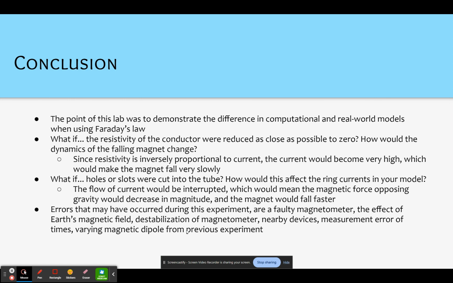The answer to the second what-if problem: the flow of current would be interrupted, which would mean the magnetic force opposing gravity would decrease in magnitude and the magnet would fall faster. And errors that may have occurred during this experiment are a faulty magnetometer, the effect of Earth's magnetic field, destabilization of the magnetometer, nearby devices, measurement error of times, and varying magnetic dipole from the previous experiment, which was Lab 3.